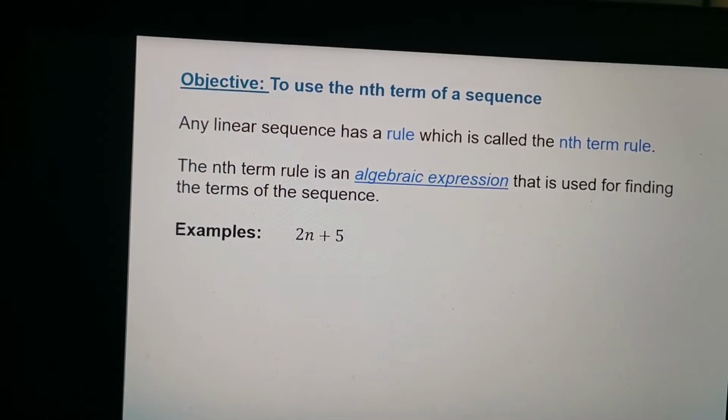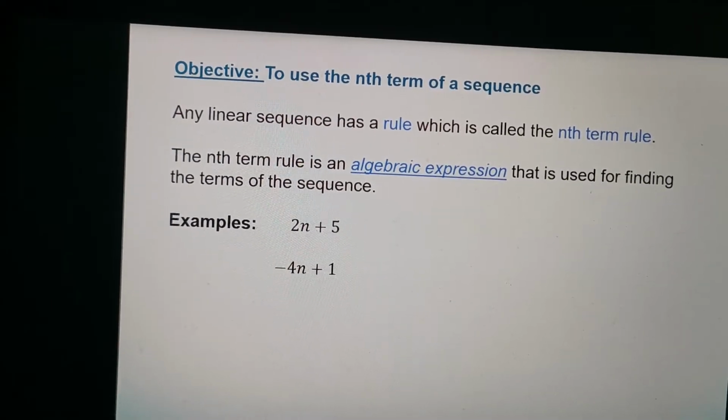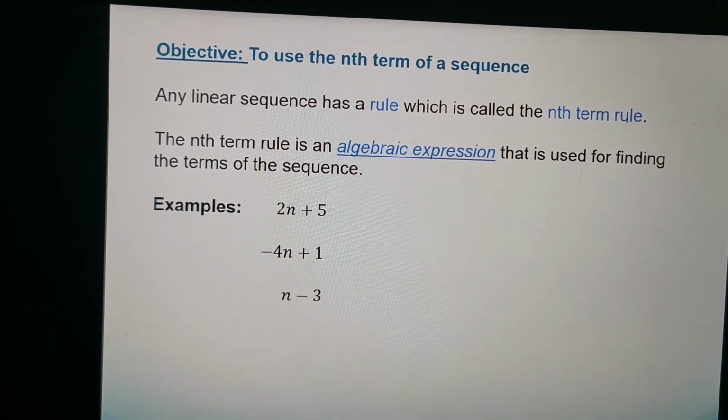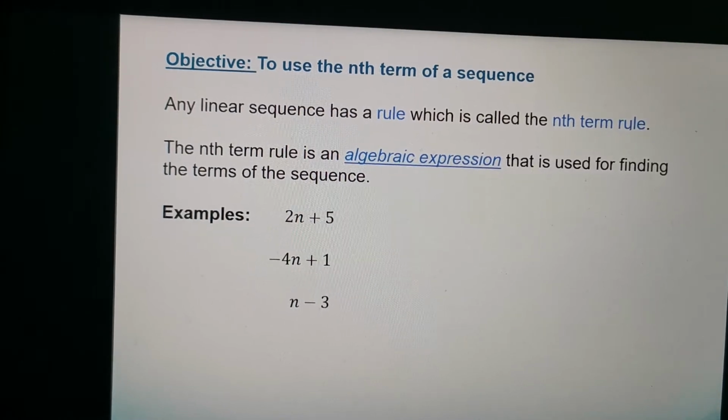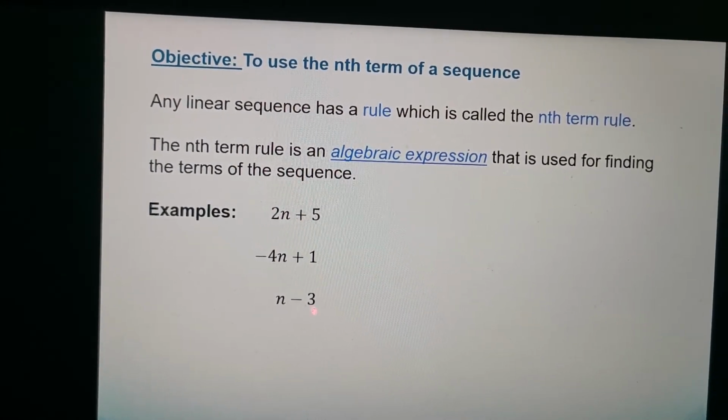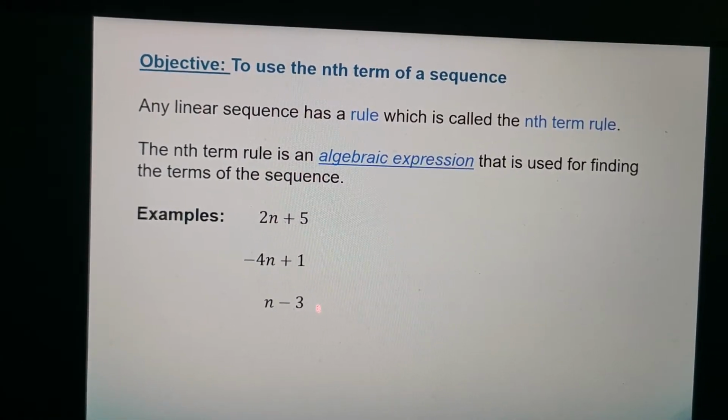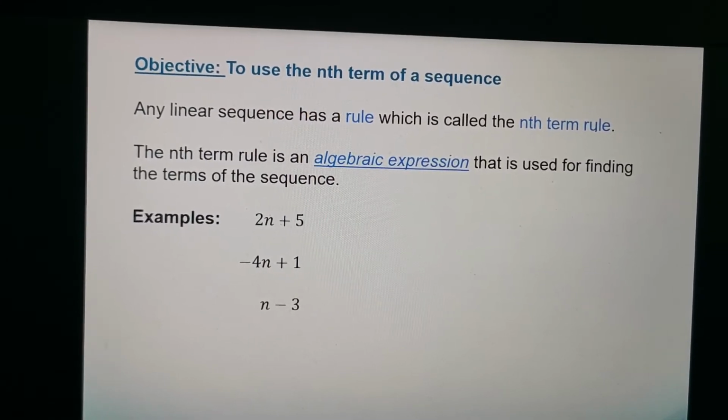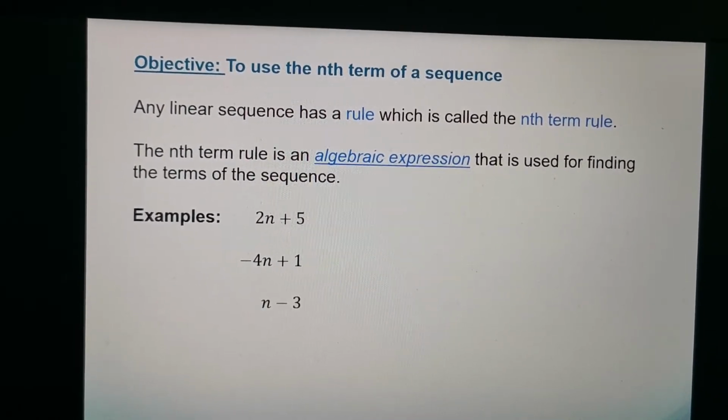Another example, negative 4n plus 1, n minus 3. So all of these three expressions are called the nth term rule. We use them to find the terms of a sequence.